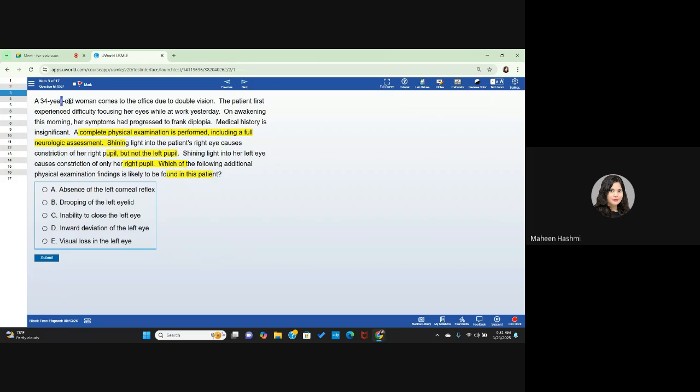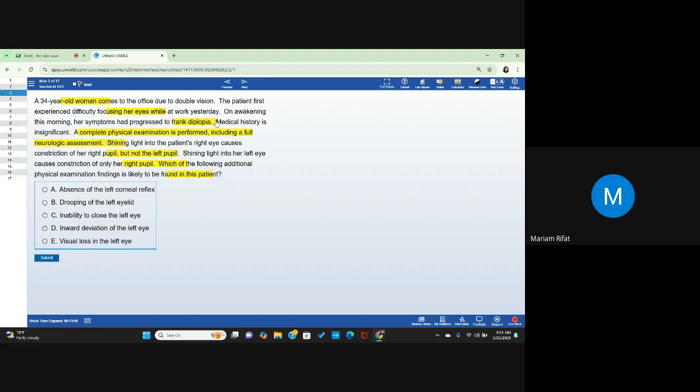What's happening? A 34-year-old woman comes to the office due to double vision. The patient first experienced difficulty focusing her eyes while at work yesterday. On awakening this morning, her symptoms have progressed to diplopia. What's happening? It is the relative afferent pupillary defect.